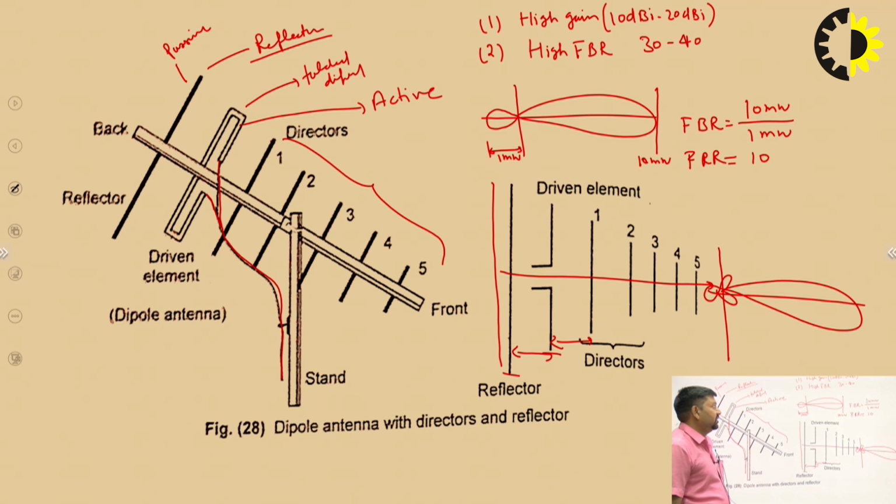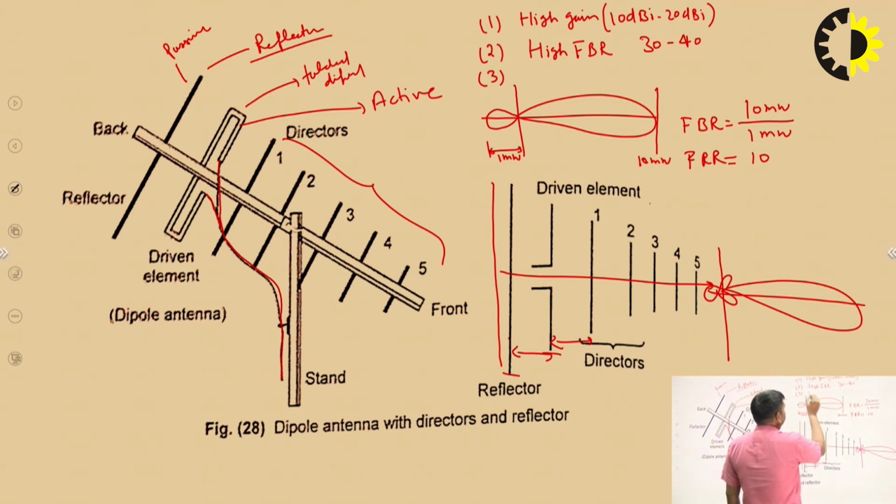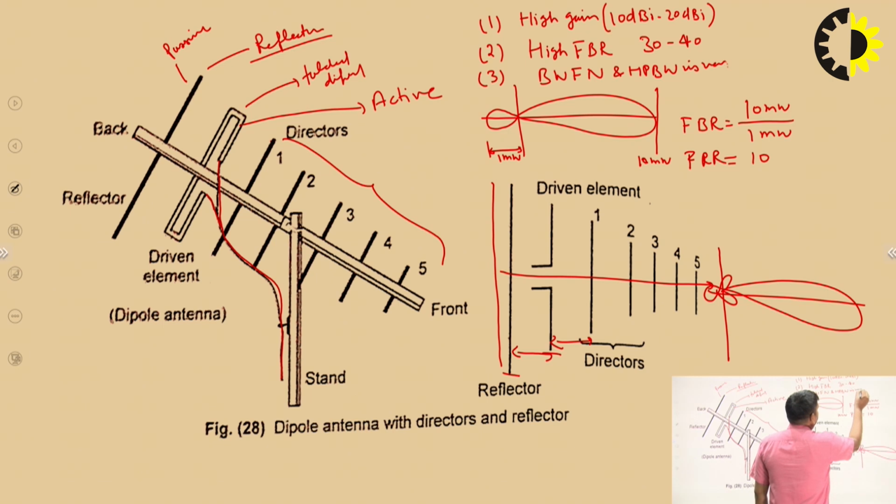So that means the forward power is 30 to 40 times more than the reverse power. So we can say the high FBR is provided. And the third one is high directivity and high gain, and the front to back ratio is to be high, and the bandwidth BWFN and half power beamwidth HPBW are very small with respect to the others.